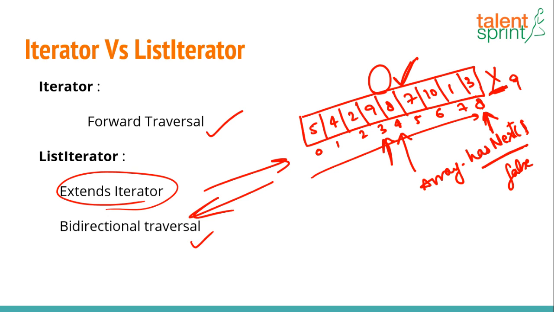Bidirectional means you can move backwards also. So hasNext and next are all talking about the next elements. Now, with list iterators, if you want to do anything on the previous elements, it lets you do that also. So that is the purpose of list iterator.